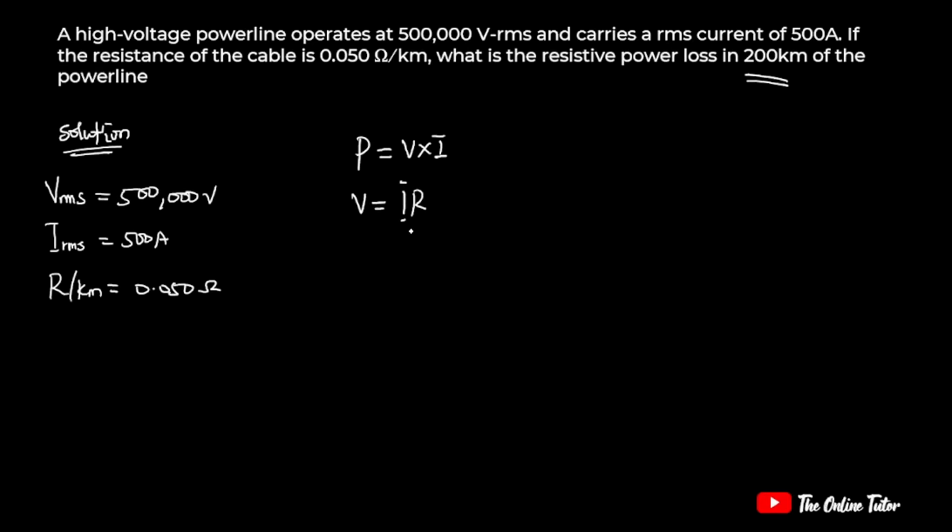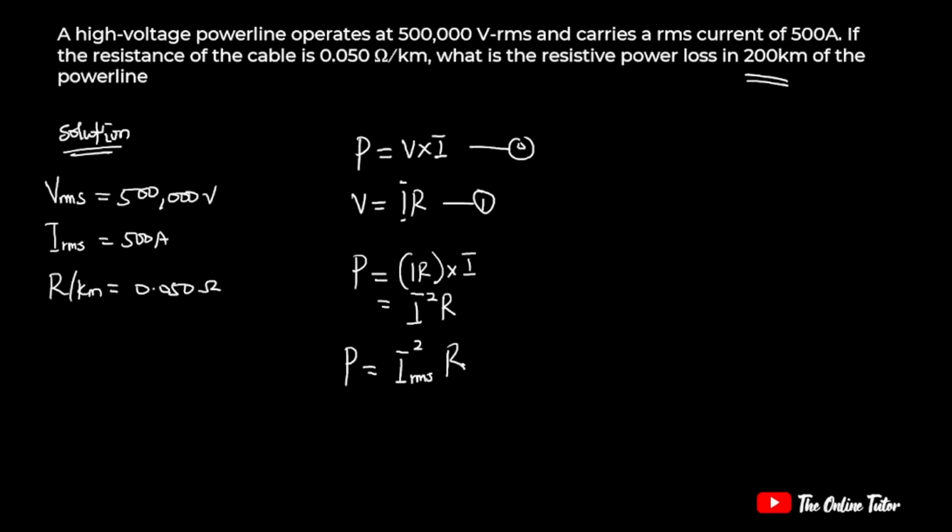So if we use this as our equation 1 and this as our equation 0, and substitute this into this, we get power equal to voltage, which is now IR, multiplied by another I. So in the end we get I squared R as our formula for power. Which means our power loss in this case will be equal to the square of the root mean square current multiplied by the resistance of the power line.